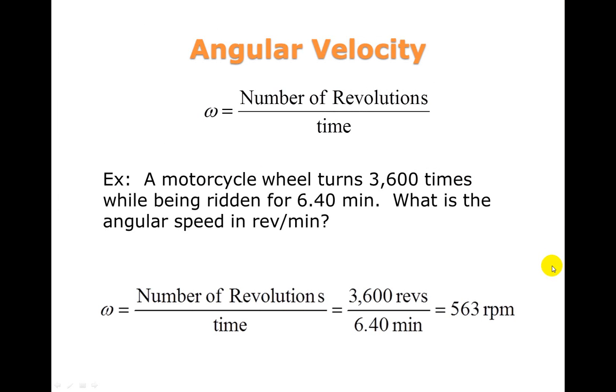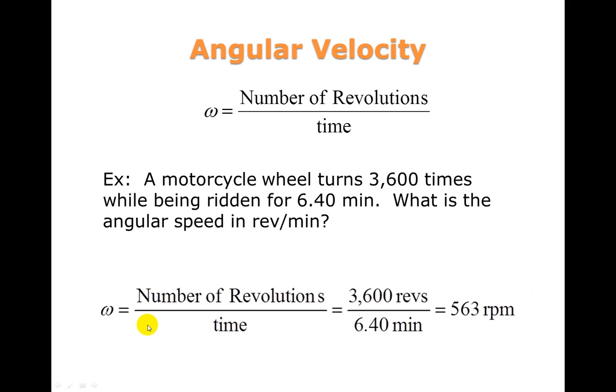Because when we look at angular velocity, we're looking at number of revolutions divided by time. All right, so let's look at this example: a motorcycle wheel turns 3,600 times while being ridden for 6.40 minutes. What is the angular speed in revolutions per minute?